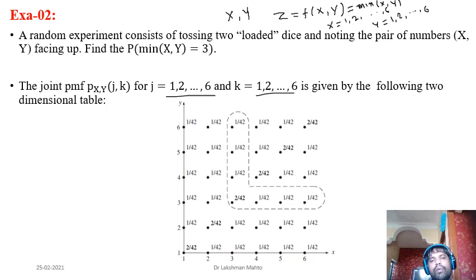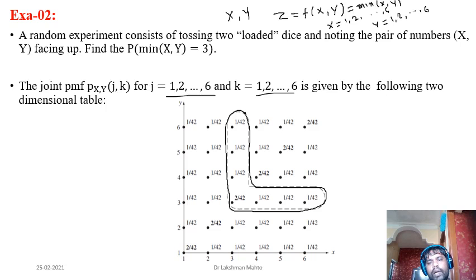Now here our event is that minimum of x, y equals 3. So where will you observe the minimum equal to 3? If you walk along this, here x equals 3 and here y equals 3. If you take any point along this, then that would reflect the function z, the minimum of x, y equal to 3.